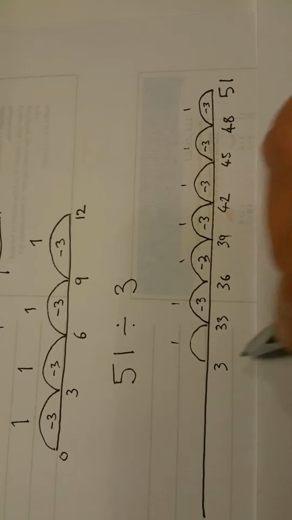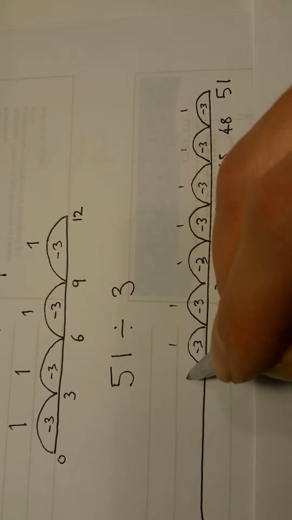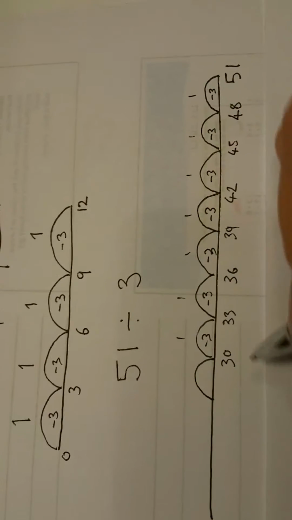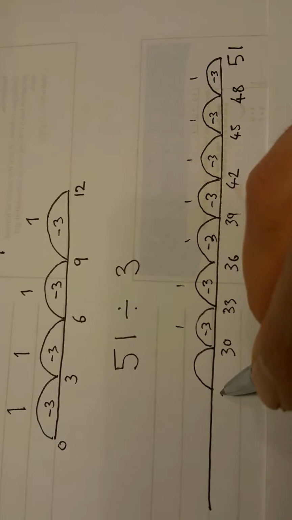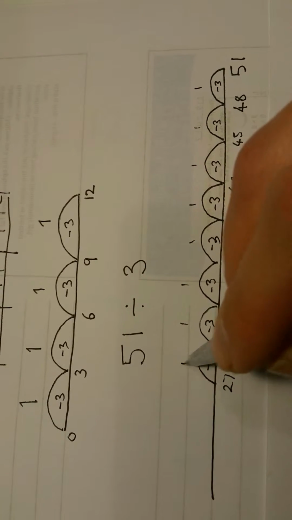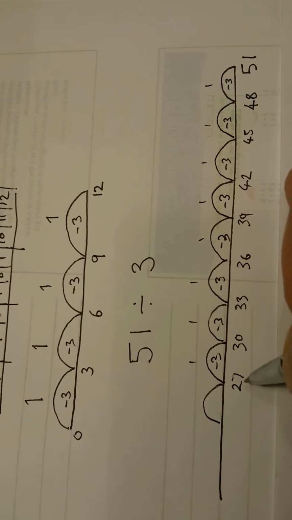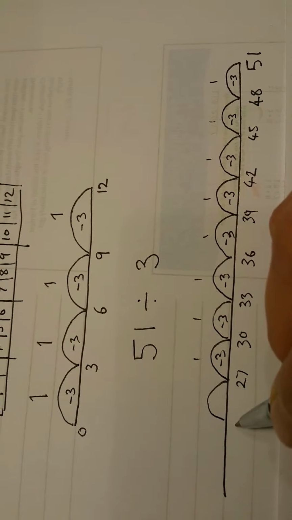And I think you can see the problem here is that it's taking forever, and it's really easy to make a mistake, because if I don't take away 3 and I take away 2 or 4 by accident, then everything's gone wrong. But let's keep going. Another lot of 3 brings us 26, 25, 24.